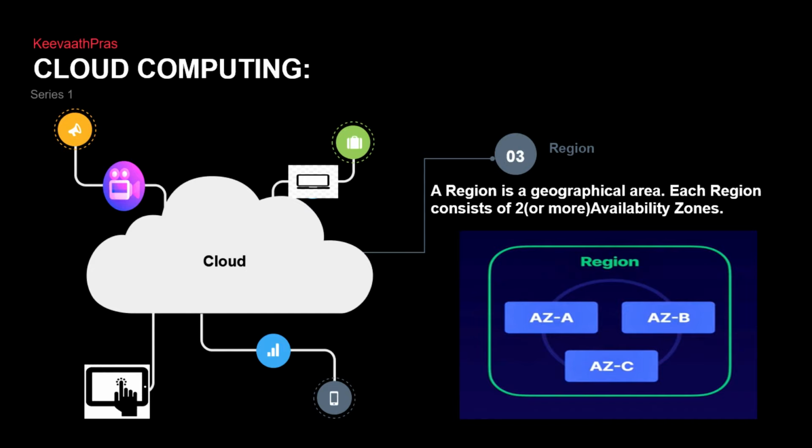Europe, Africa, so these are all regions which we just saw. Each region actually consists of a minimum of two or more availability zones. The availability zone is a data center, a room full of servers, at least two or more. And this is a region. Availability zone A, availability zone B, availability zone C. So this is AZ, AZ, AZ. Not complex here, right?